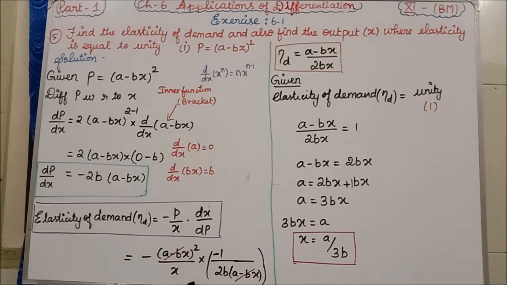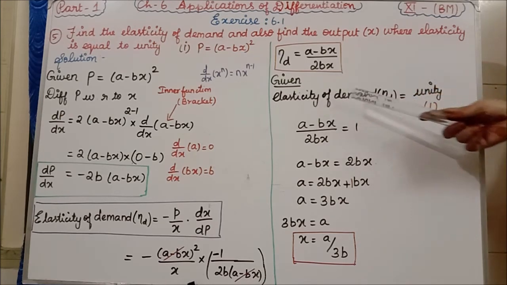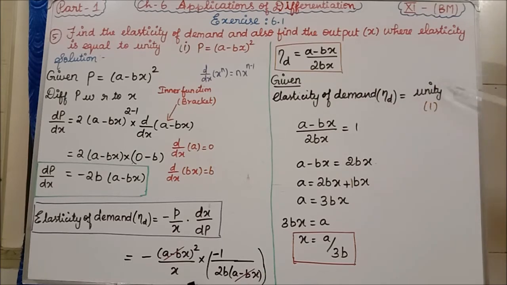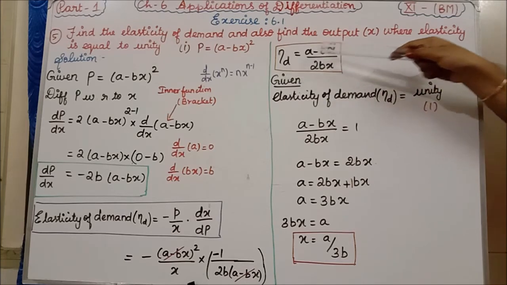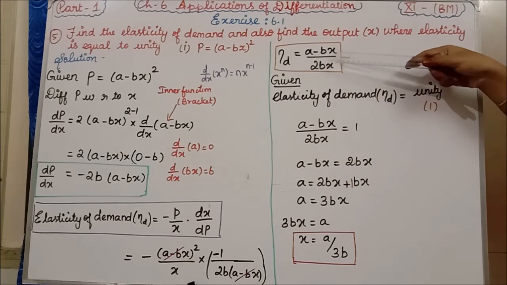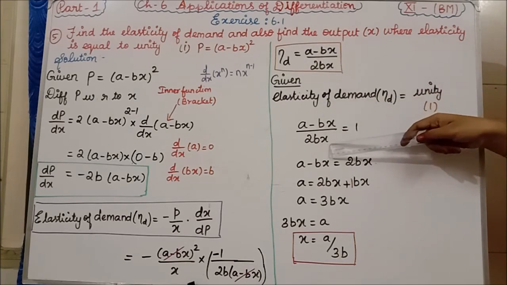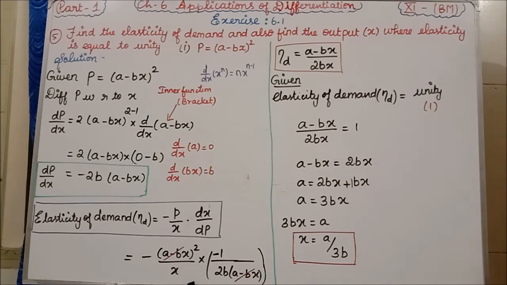Here in the question, they have given that the elasticity of demand is equal to unity. So eta D equals unity, and unity means 1. So we have elasticity of demand: (A minus Bx) divided by 2Bx is equal to 1. Next step, what am I doing?